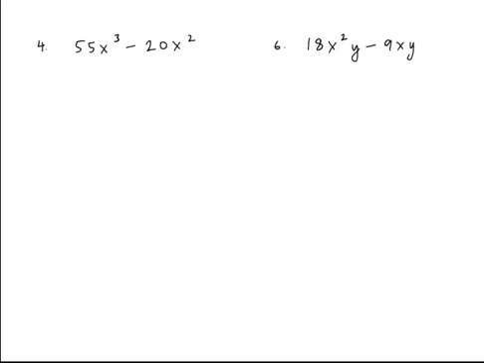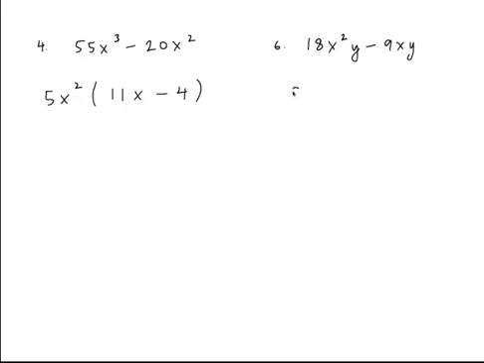These next two are a little bit larger problems. 55 and 20 have a 5 in common. X cubed, x squared have an x squared in common. That is your smallest power. 5 goes into 55 11 times. When an x squared is removed from an x cubed, you're down to a single x. 5 goes into 20 4 times. When an x squared is removed from an x squared, that's a cancel.